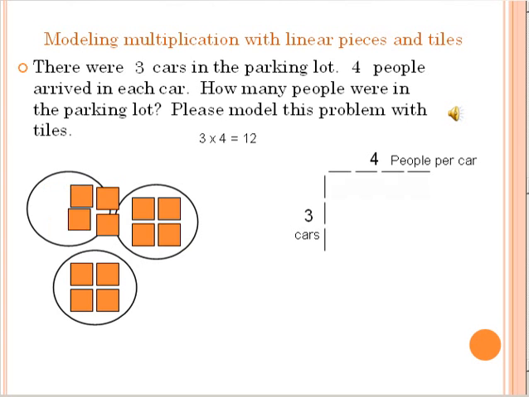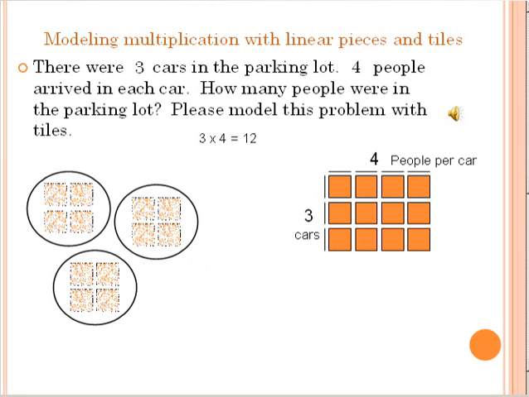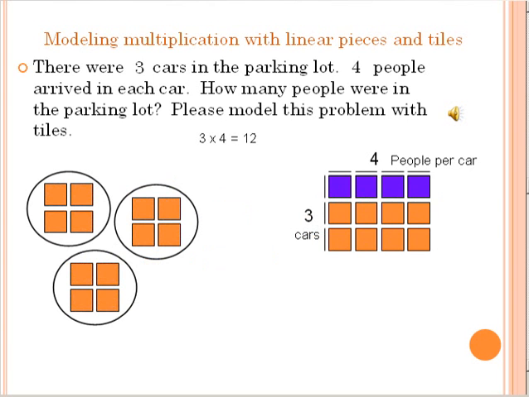And the dimension on the top shows that there are 4 people within each car. We can then move one of those equal groups into the array to show a car with 4 people, and yet another car, and yet another car. Looking at both of these models, you can see that 3 times 4 equals 12. But again, looking at that array, you can see it in the line across: that first car with 4 people, second car with 4 people, and lastly the third car with 4 people.